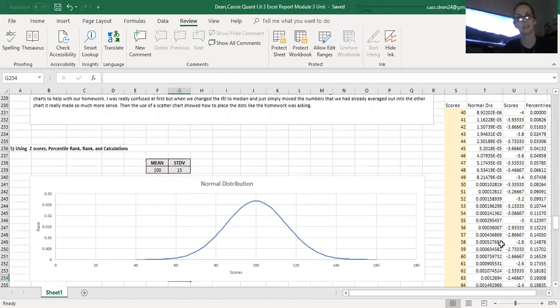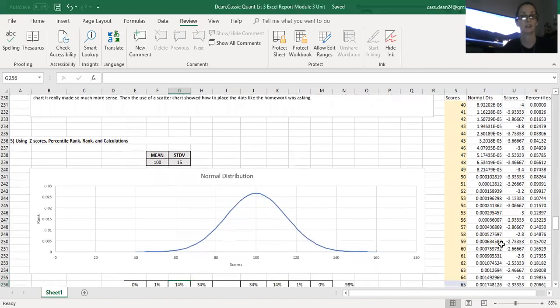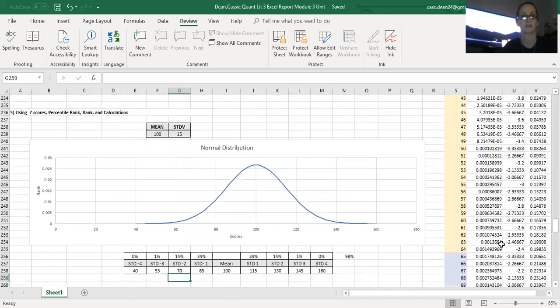Oh, I so needed this. Z-scores have always been kind of my downfall, and so this actually really helped me. It made a lot of sense.